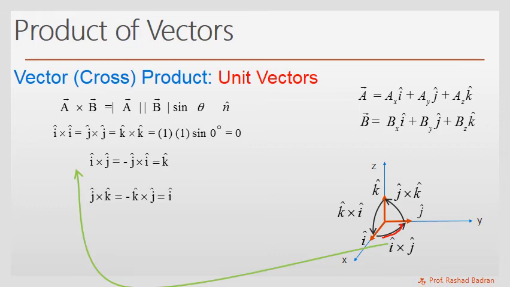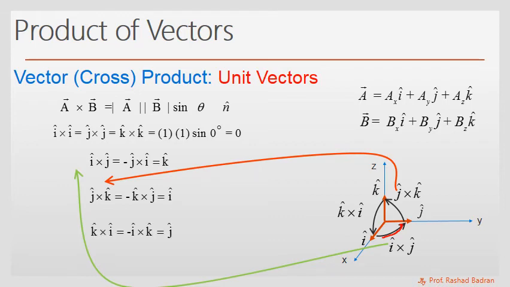Similarly, for the two vectors j hat and k hat, the cross product is going to give us a magnitude of 1, and for the direction we apply the right-hand rule, and the direction is going to be the unit vector perpendicular to both of them. That is i hat. However, if we reverse the sequence by using the cross product k hat cross j hat, the answer is going to be minus i hat instead.